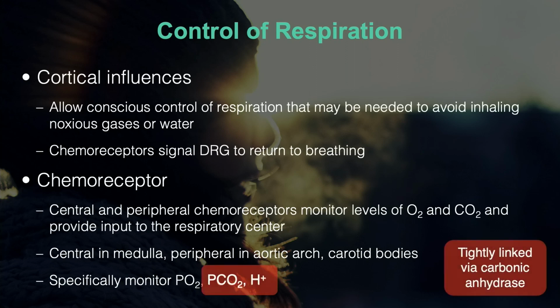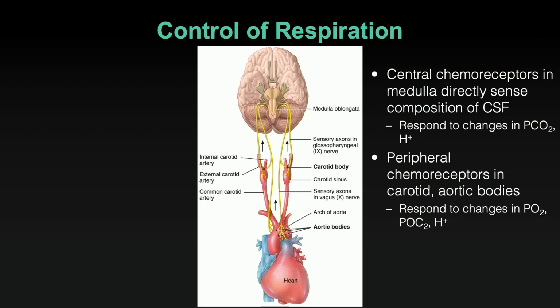Remember, these latter two, PCO2 and hydrogen ion concentration, or pH, same thing, are very tightly related through the carbonic anhydrase reaction. So we want to control PCO2, but the actual signal being registered is a change in pH. Doesn't matter, they're both very tightly related. So all three of these elements are controlled, but not all chemoreceptors sense all three.